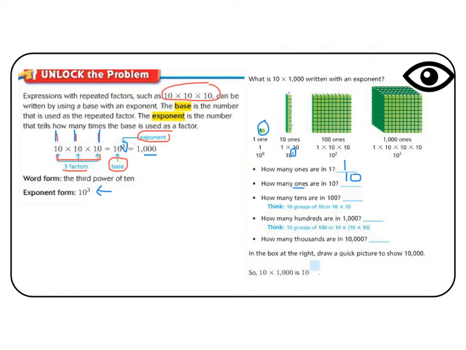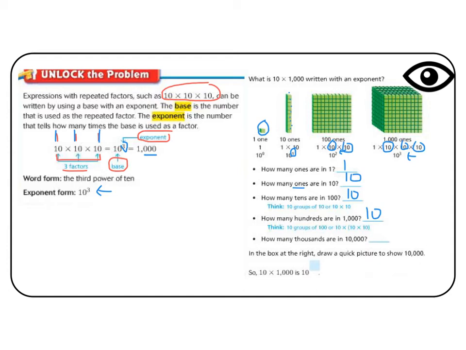How many 10s are in 100? Well, let's see. If we think about how many 10s, 10, 20, 30, 40, 50, that would be 10 because 10 times 10 is 100. So we have 1 10, 2 10s. So notice there's a little 2. How many 100s are in 1,000? 100, 200, 300, 400. There would be 10 of them. So we have 1, 2, 3 10s, or 10 to the power of 3.